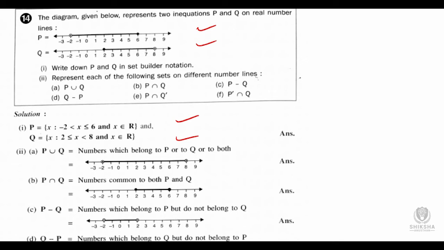Now from the following sets we need to represent the following on the number line: P union Q. What is P union Q? Union means addition. That means we need to add. So what will be the range? It will be from the minimum of P to the maximum of Q. And as both of them are not included, so minus 2 to 8, and both will be hollow circles.